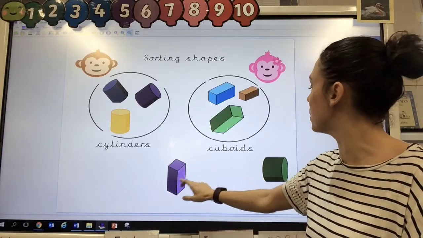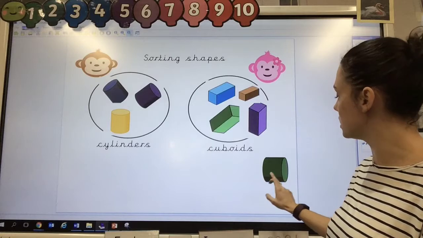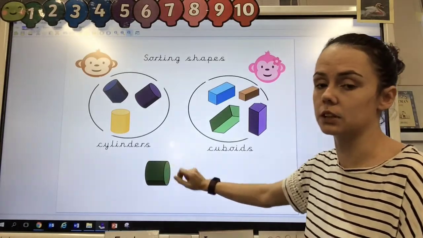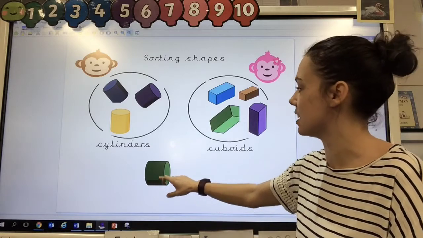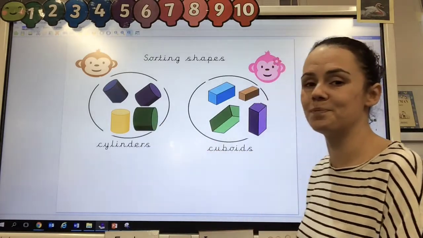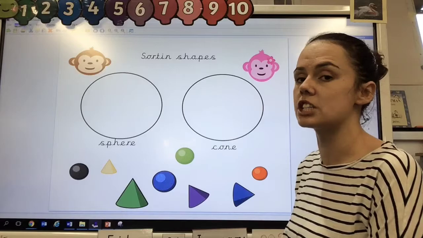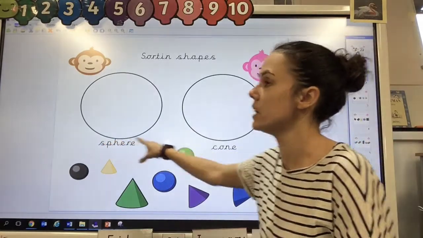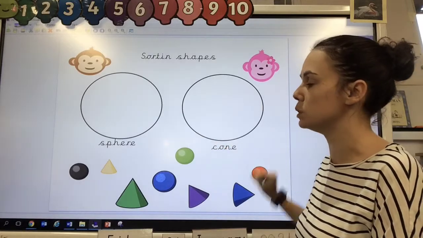It's a cuboid. Well done. And our last one. Now this one's got a circle and a rectangle. It's a cylinder. Great work, year 1. Okay, our next challenge from Molly and Marvin is to sort these shapes into spheres and cones.